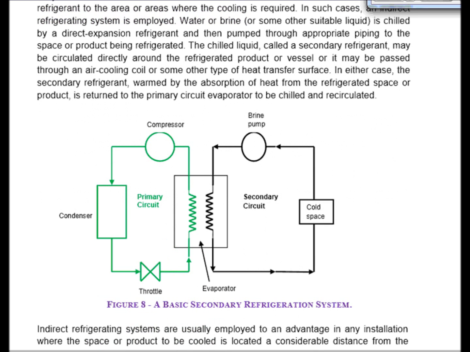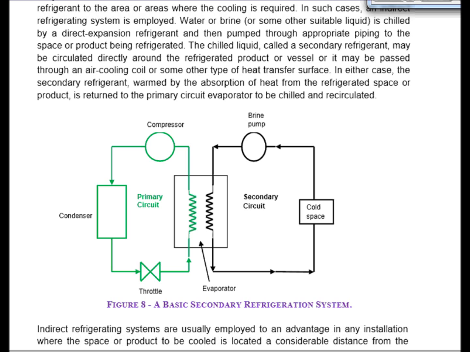So looking at the diagram there, in the green you've got the primary circuit. That is where the more volatile refrigerant is being circulated. And then you've got the secondary circuit on the right hand side, which is circulating either water or an antifreeze solution by means of a pump.